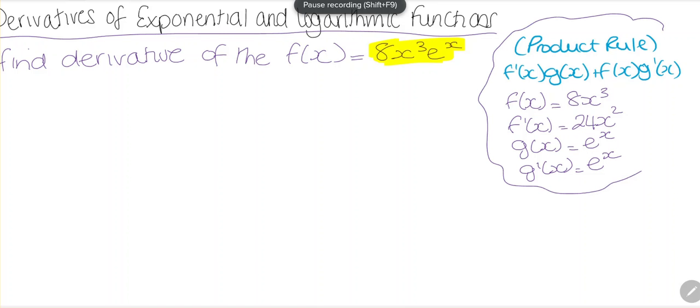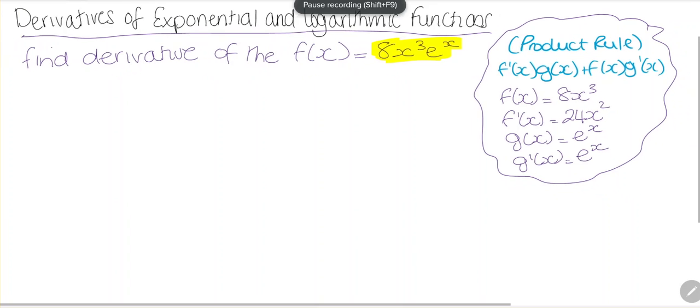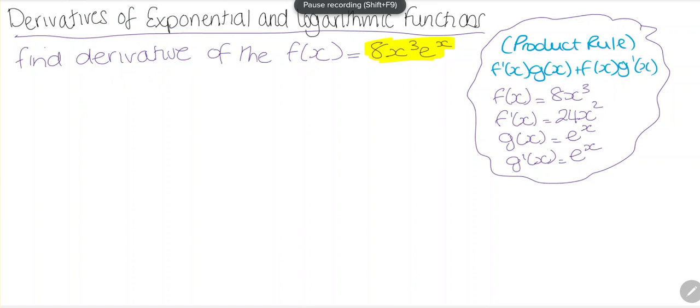So we need to apply these. So let's do that. So f prime of x, we have 24x squared. And this is going to be multiplied by our g of x, which is e to the x. We need to multiply, this is going to be plus. And then we have f of x, so that's our 8x cubed multiplied by our g prime of x, which is e to the x. So we should write this as, let's move that over.